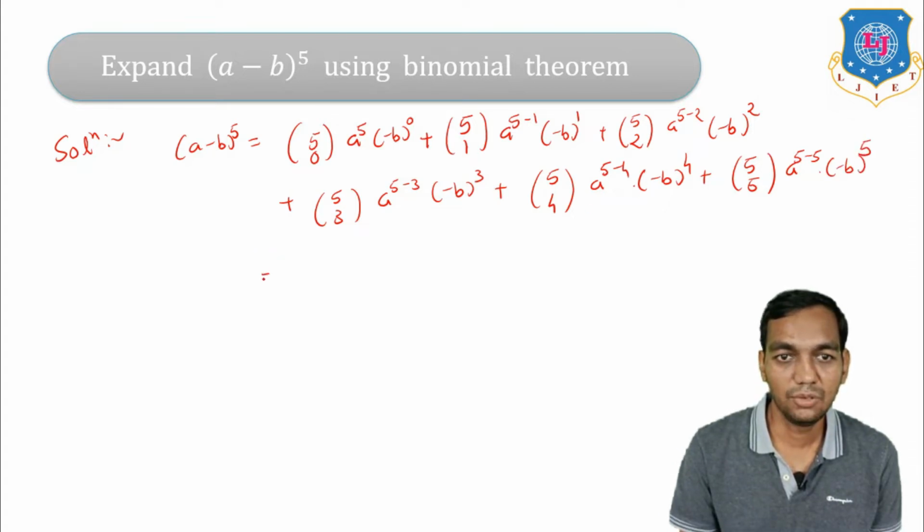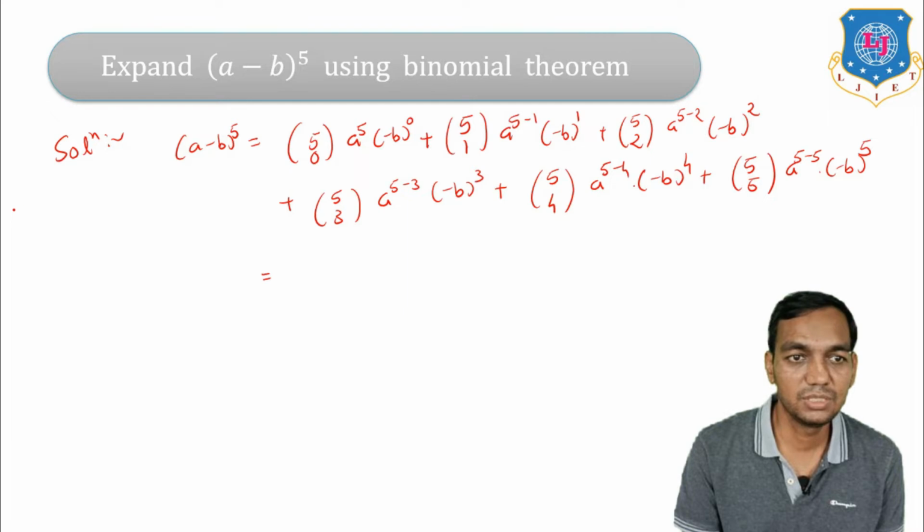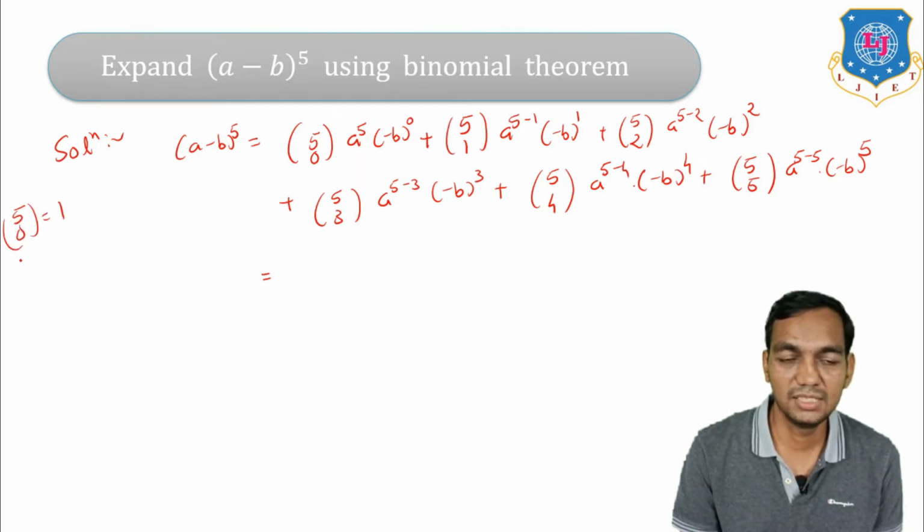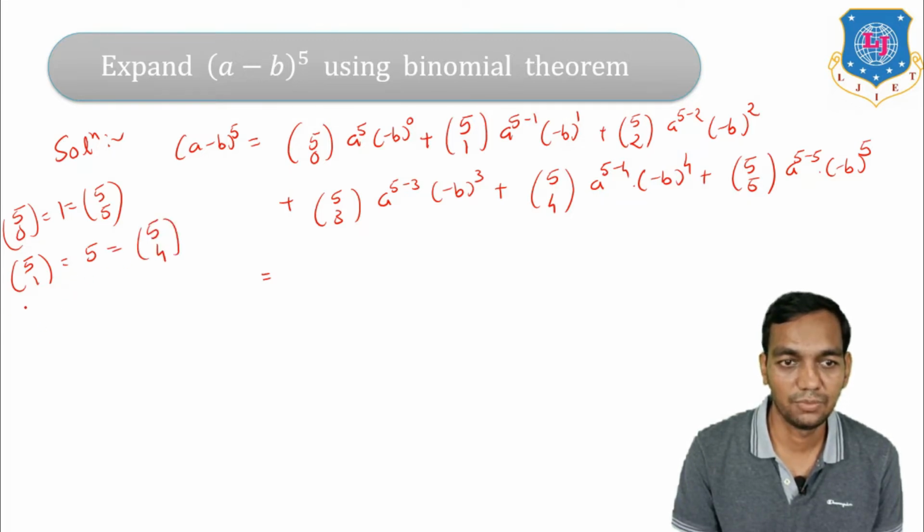Okay. Now if you are going to simplify, then 5C0. Now 5C0 has a value 1, nC0 has a value 1, in the same manner nCn, that means 5C5, has a value 1. Now 5C1, that means nC1, has a value 5. In the same manner if you are finding 5C4, then it also has a value 5.